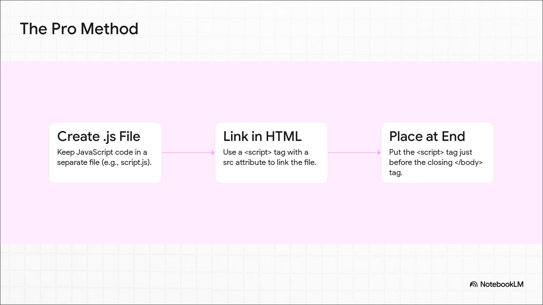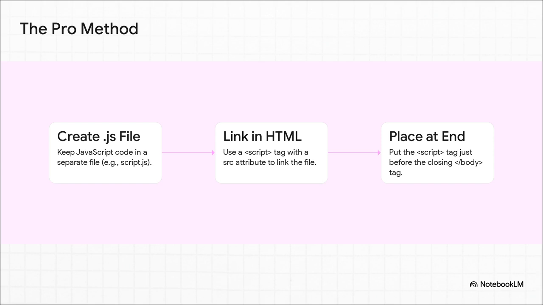First, you create a totally separate file, usually called script.js or something similar. Then you link to it from your HTML using a special script tag. But here's the crucial part, the step everyone gets wrong at first. You have to place that link just before the closing body tag at the very end of your HTML file.